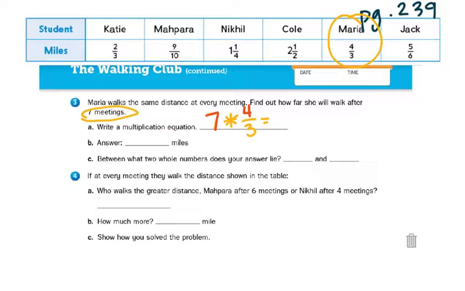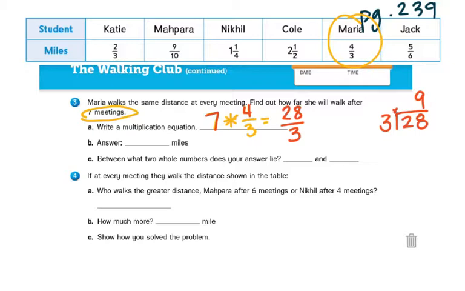Write that all over the denominator of 3. So 7 meetings at 4/3 each meeting. 7 times 4 is 28. 28/3. Now over on the right hand side where you have a little bit of space, we're going to figure out how many 3s there are in 28. 3 goes into 28 9 times.